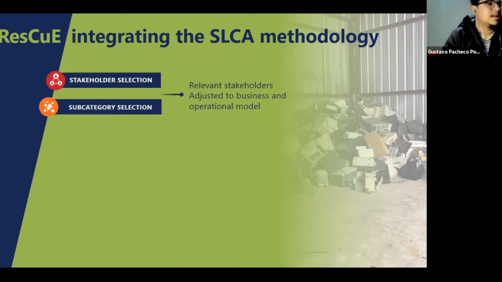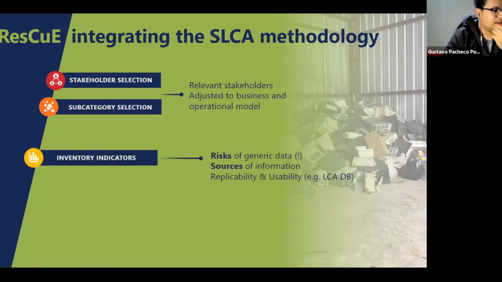The first one is actually a combination of two steps: stakeholder and subcategory selection. This methodological proposal considers all the stakeholders involved within the value chain, covering the operational and business model that this project has. We have to keep in mind that this is an applied research project where it is possible to incorporate the newest findings from available literature and different experiences regarding e-waste management.